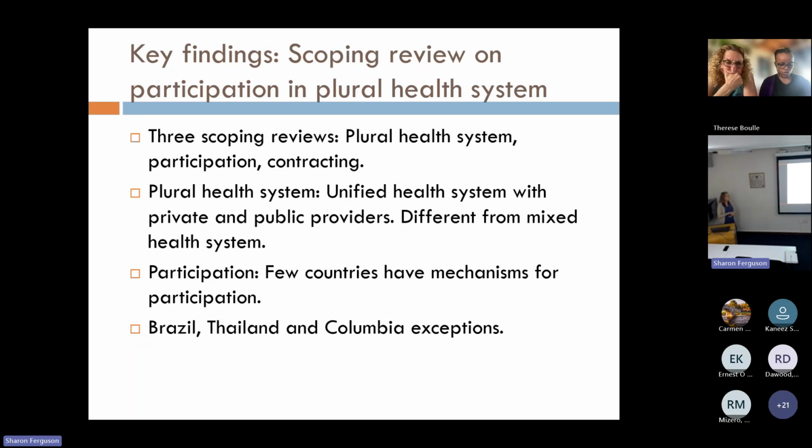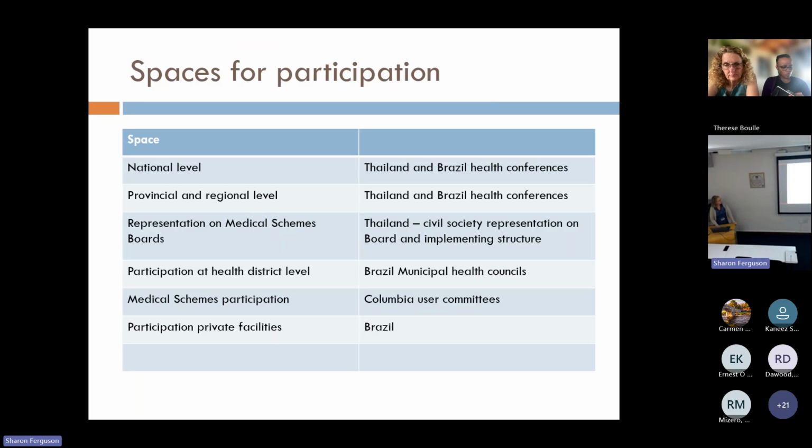The scoping review of community participation found, not so much to our surprise, that very few countries have mechanisms for participation in plural health systems. There were three exceptions, and those are Brazil, Thailand, and Colombia. We mapped the spaces for participation, and we found the following spaces.